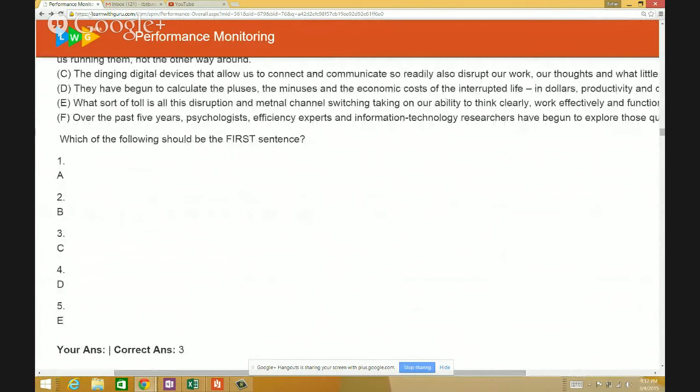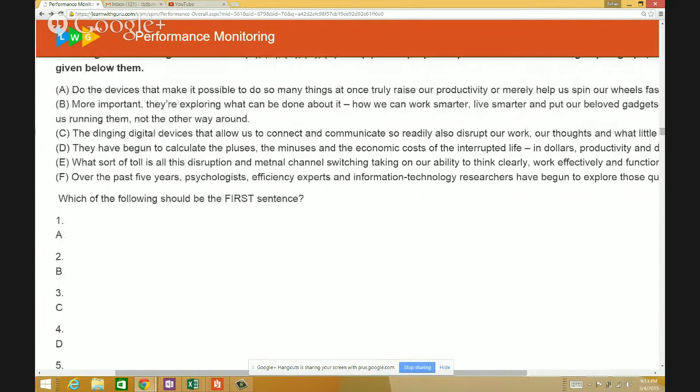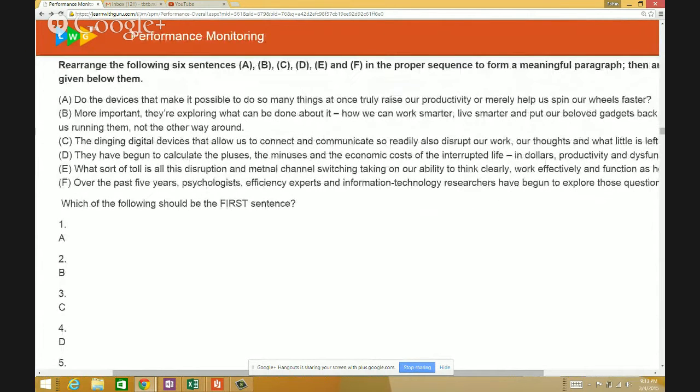D, "they have begun to calculate." I mean, they have begun, again a reference. "What sort of toll is all this disruption?" That's also allowed, because you're describing something, what sort of toll this is, and then taking it forward. "Over the past 5 years" can again be a starting phrase. Okay, now let's just read this. So we know we're not going to focus on B, and we're not going to focus on D.